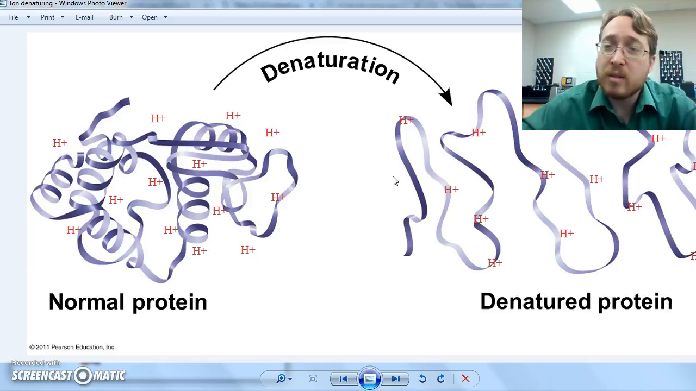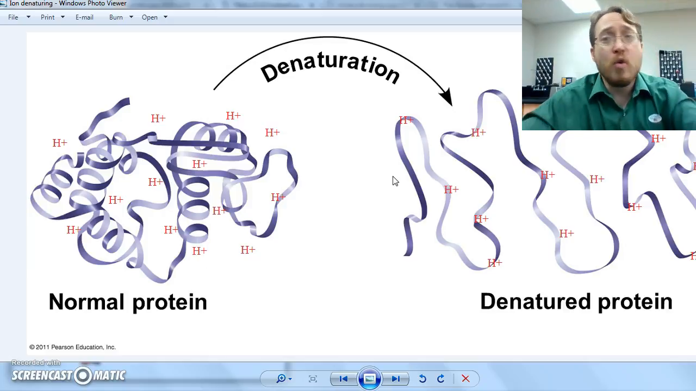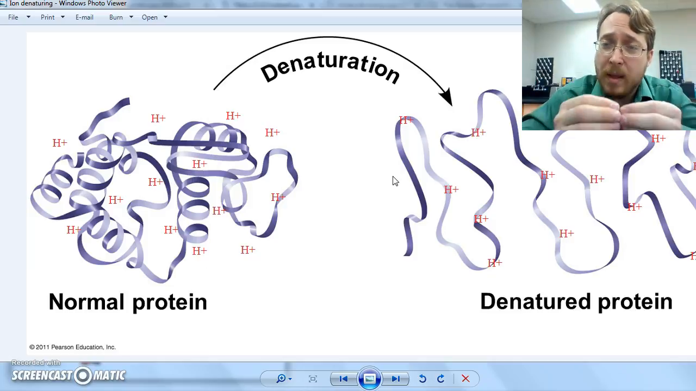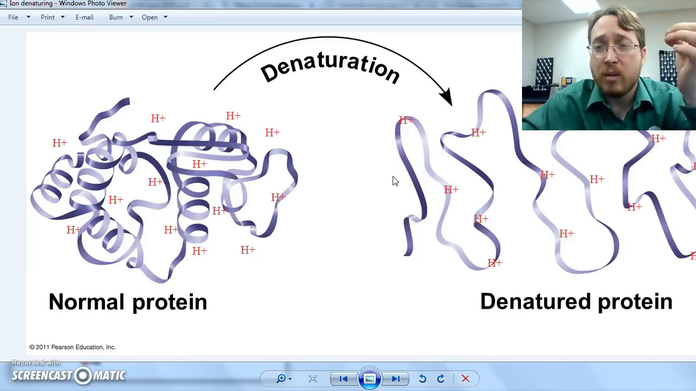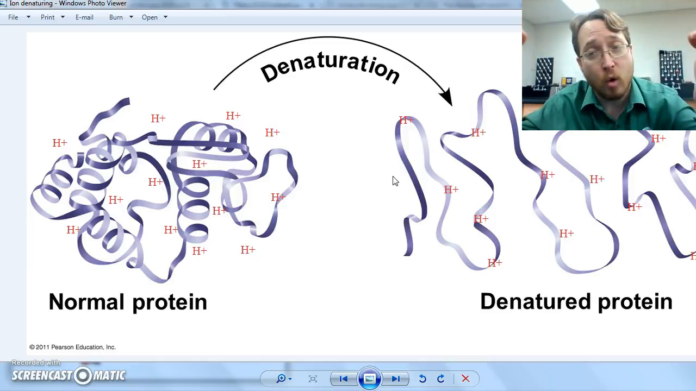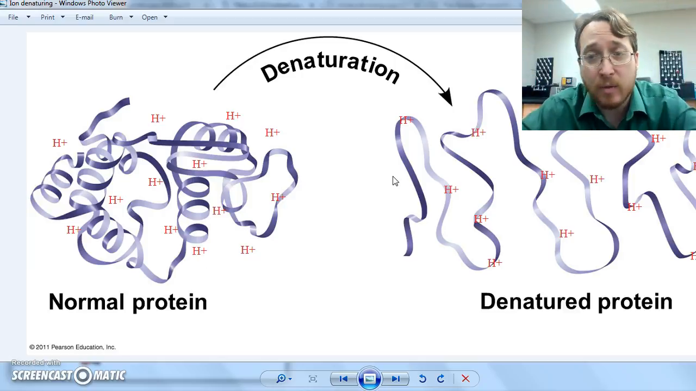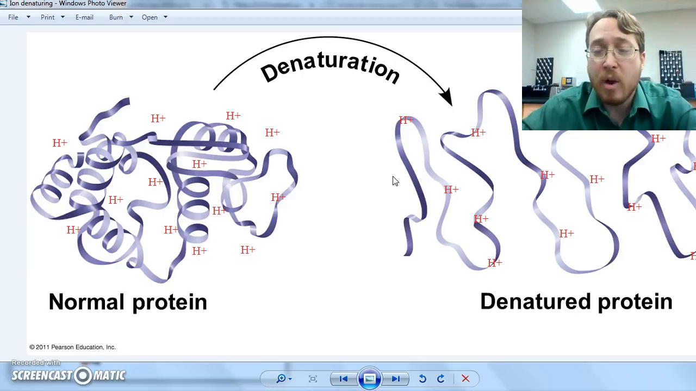The last thing is salt concentrations. If you add a bunch of salt, we can use table salt here, sodium chloride, when they get in that water, they'll dissociate into a sodium positive ion and a chlorine negative ion. And now you've got a bunch of ions in there, and it doesn't matter if they're positive or negative. They'll both compete with the R groups, causing the protein to unravel, losing the protein's shape.